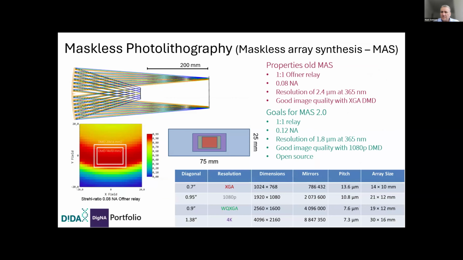Okay, then let me get to the final approach today, which is actually what I do. What I do is essentially the same as what Nimblegen did: maskless photolithography. Let me go into that in a little bit more detail, because that's the approach we're using in the context of the DigNA project.